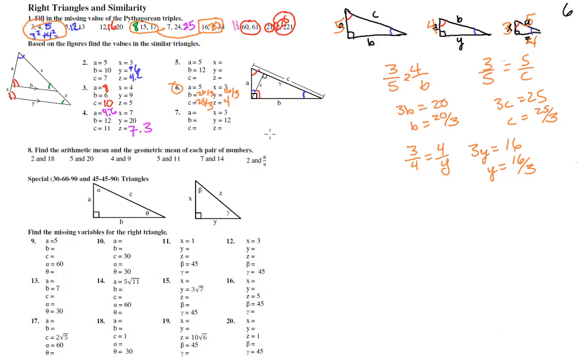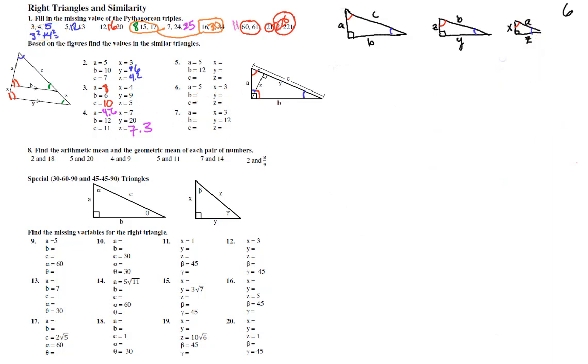Excellent. Good, good, good. Okay, let's clear that off and do number 7. All right, now with number 7, we know that x is 3 and y is 12. Hey, that means that c is a 15. That gives us a little bit of stuff, but that's not totally everything we need.